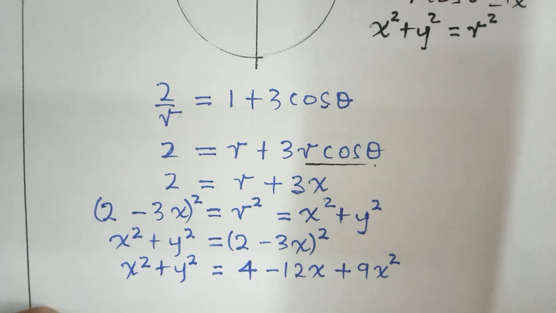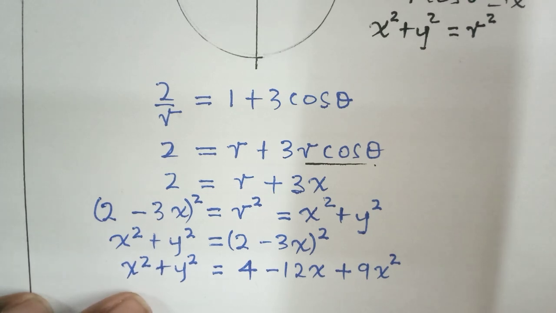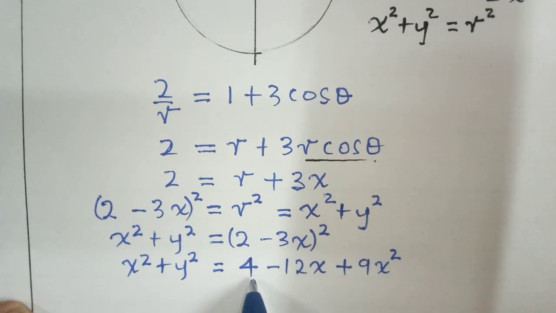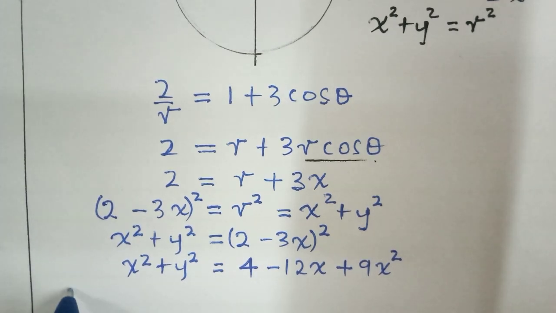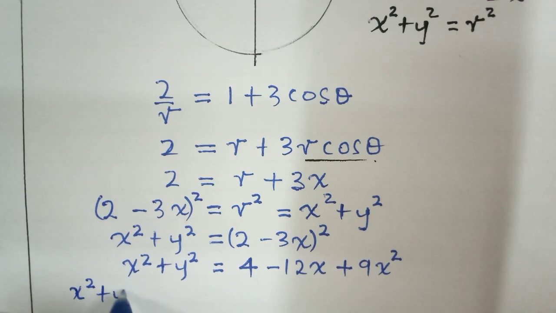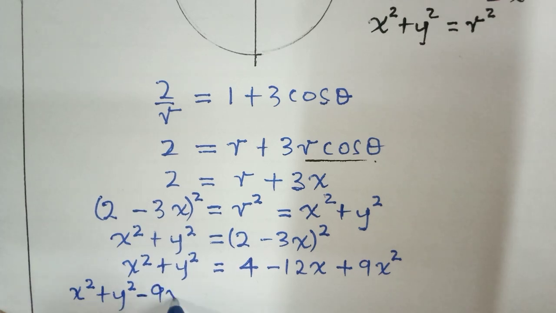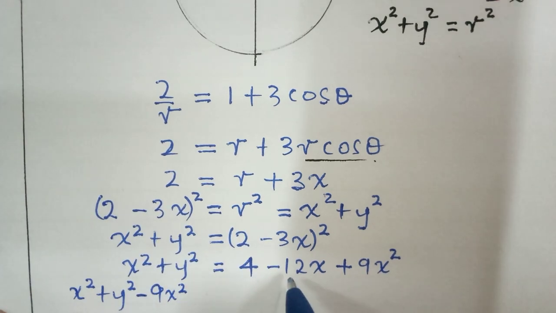So guys, we continue. Now it's almost that, guys, we have come to the conclusion. We can either leave it like that, or we can even bring all the others this side and leave out 4 on this side. So we shall have x squared there plus y squared. Then you bring this minus 9x squared plus 12x.